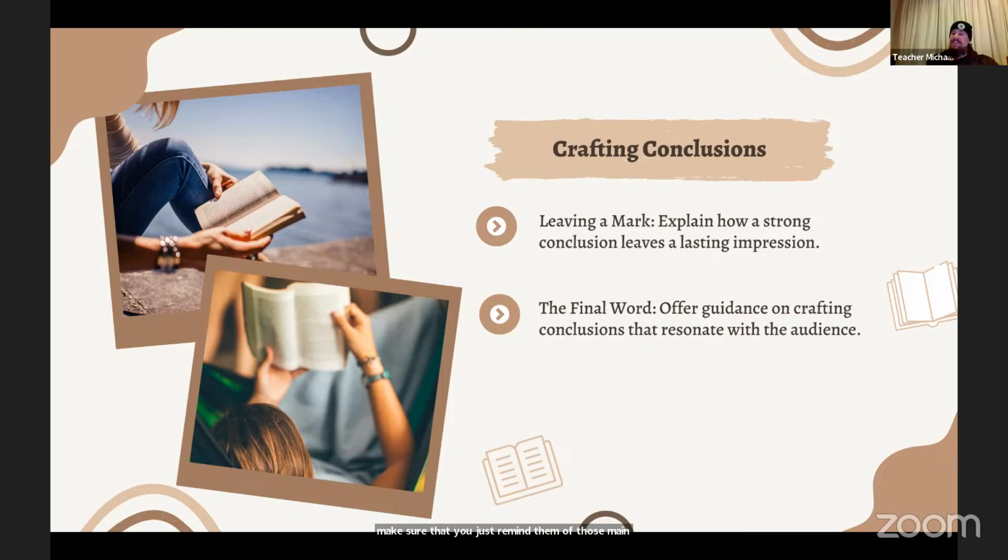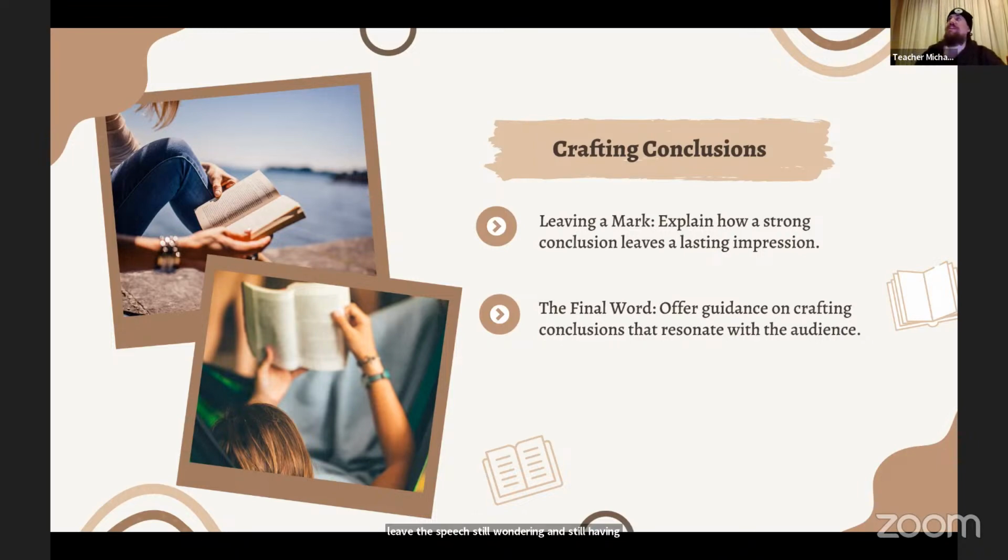Restate your message. So remember in the introduction where you told them the main message of your speech, remind them again in the conclusion. Offer them what we call closure. So allow them to not leave the speech still wondering and still having questions.